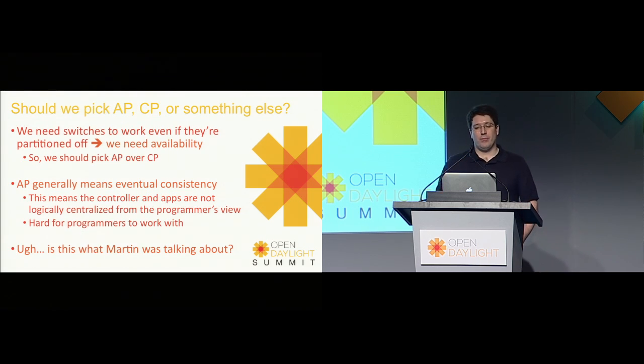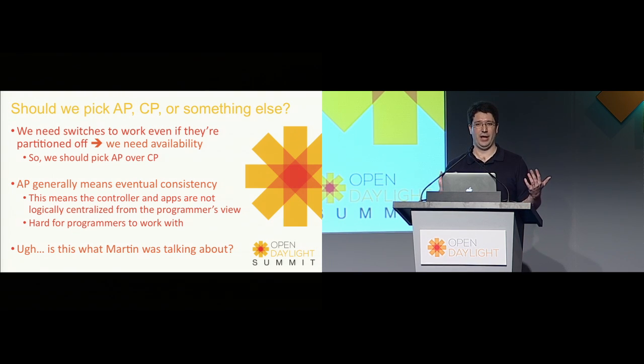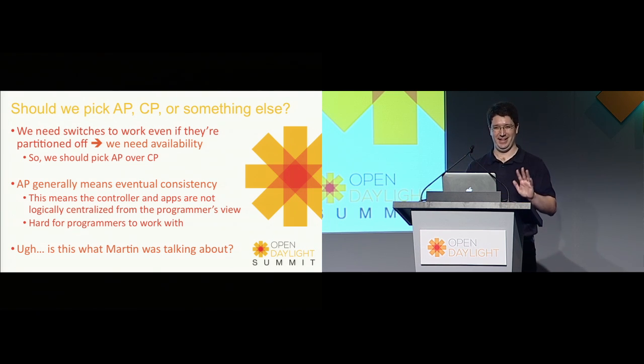So given this is the hard problem, what should we do? We have an open source project. We can do whatever we want to do. Let's just start walking through it. We need switches to work even if they're partitioned off. I don't think anybody in this room would say, if there's a partition, the people on the minority side shouldn't be allowed to talk to each other anymore. So that says we need availability. So we've got to pick AP over CP. Great. That decision is over.